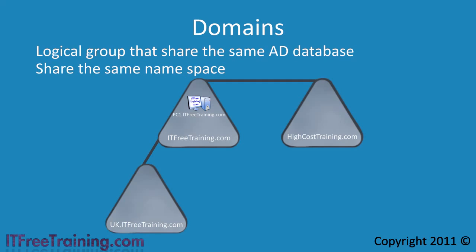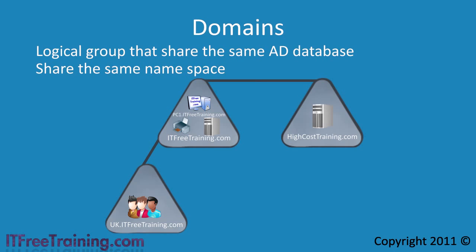Inside these triangles, or domains, you can put users and computers and other Active Directory objects. Different literature may represent Active Directory objects in different ways. But if you think about the triangles being the domains and anything inside the triangles being part of that domain, you can't go wrong.